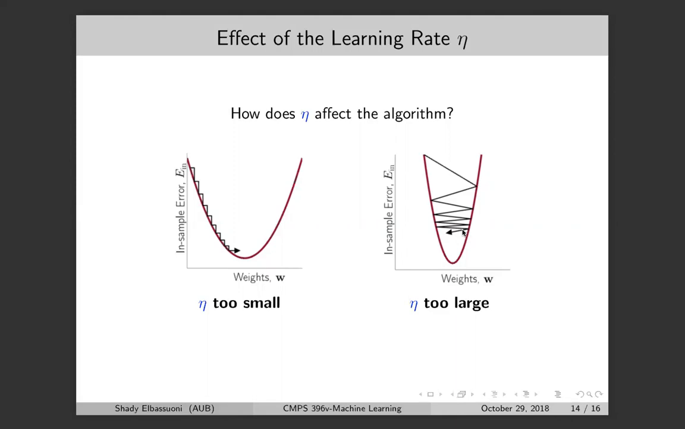So how do I set eta? It's a hyperparameter. How do I set it when I'm using logistic regression on a training set?